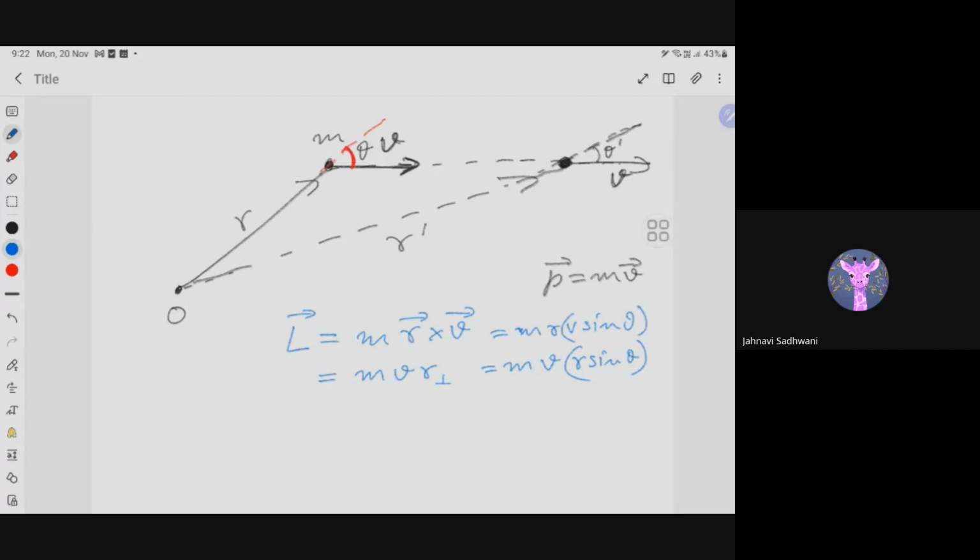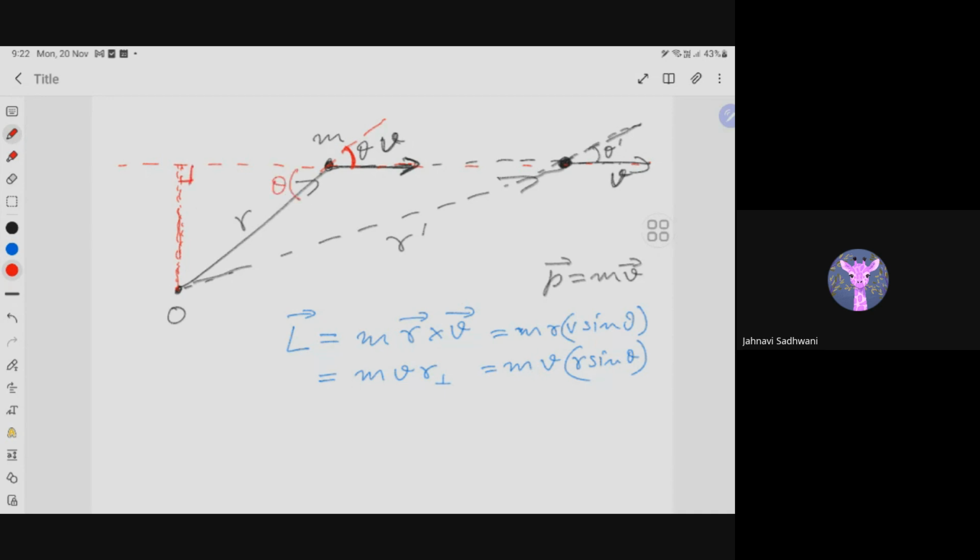R sine theta is called the R perpendicular. That means in the line of velocity, if I complete the line of velocity, whether it was the earlier velocity or the later velocity, what is the offset perpendicular distance, or offset as I love to call it? What is the line of velocity, how much away is it from the point in question from where we are taking the angular momentum? So what is this perpendicular distance?